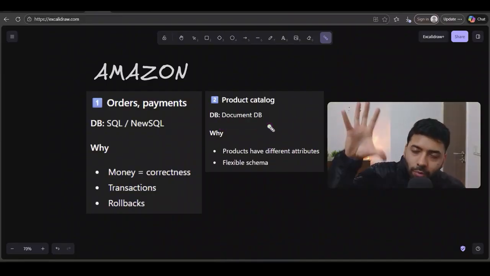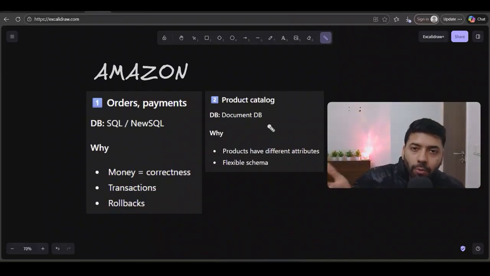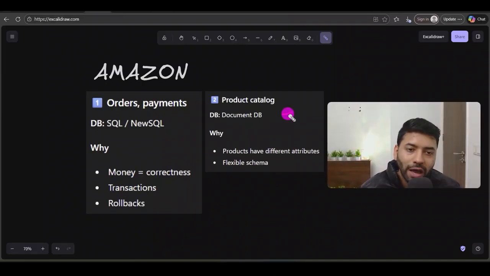You can simply keep all of the data related to a product in one single JSON. For example, a TV would have different features and a microwave would have different features. So the flexible schema of a document database is really helpful when we talk about a product catalog.